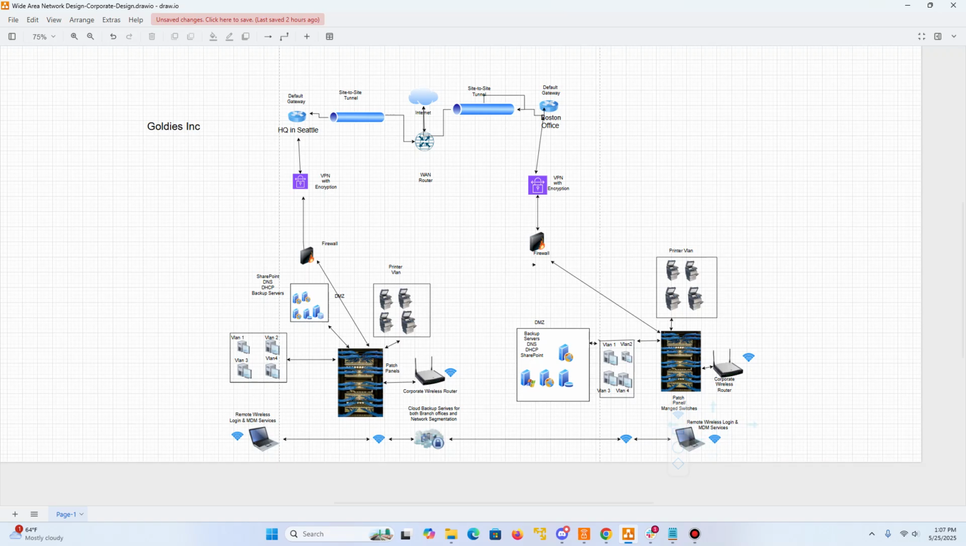I have to explain what MDM is. MDM stands for Mobile Device Management Services, and it allows organizations to centrally manage and secure mobile devices like smartphones and tablets, and also laptops. They enable IT teams to control devices, settings, and enforce security policies as well, and track the devices.